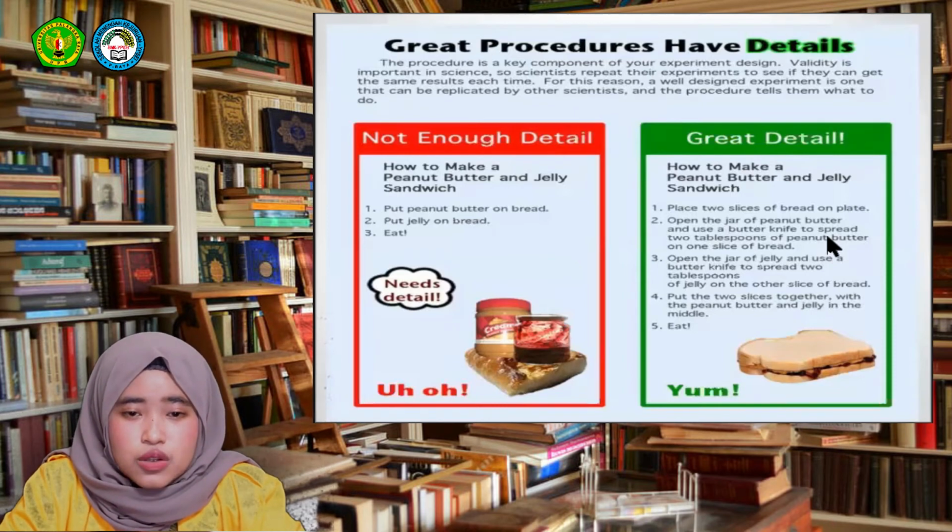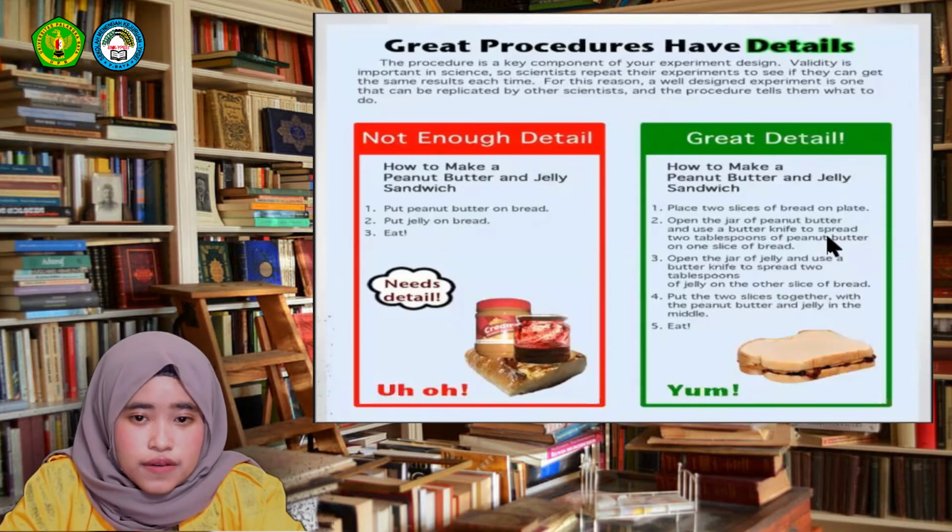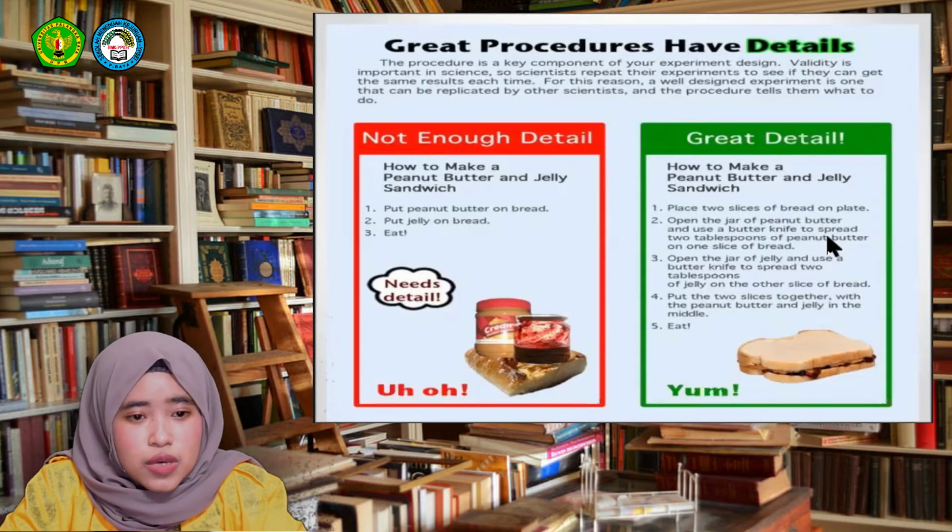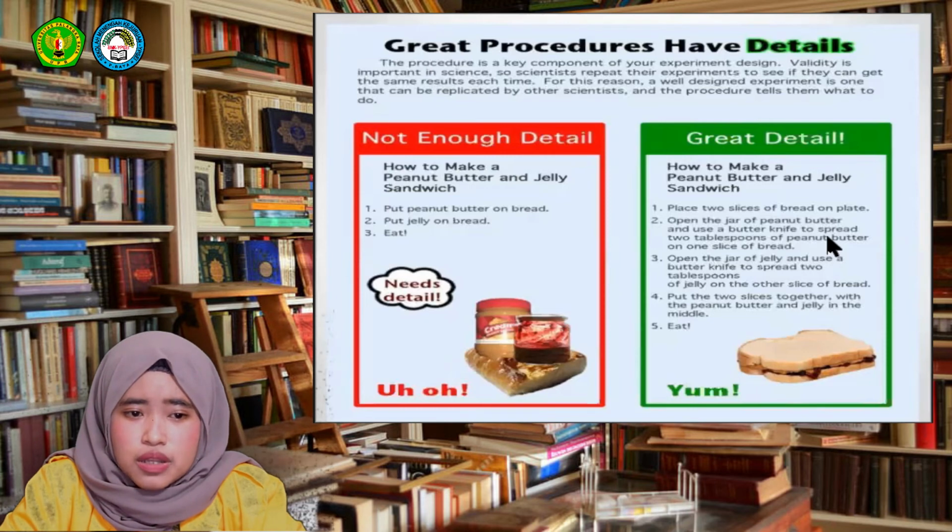And you can see two pictures on the screen: not enough detail, and great detail. How to make a peanut butter and jelly sandwich, and how to make a peanut butter and jelly sandwich. Okay, you can see number one is put peanut butter on bread. Number two is put the jelly on bread, and three, eat. That's not good.